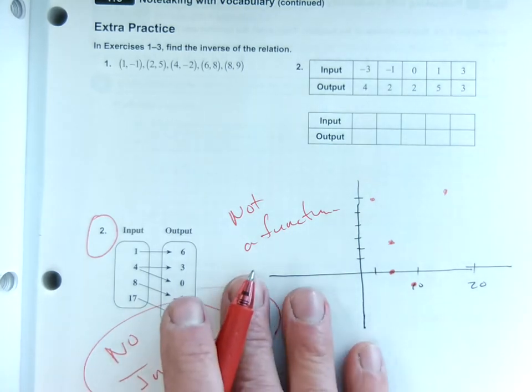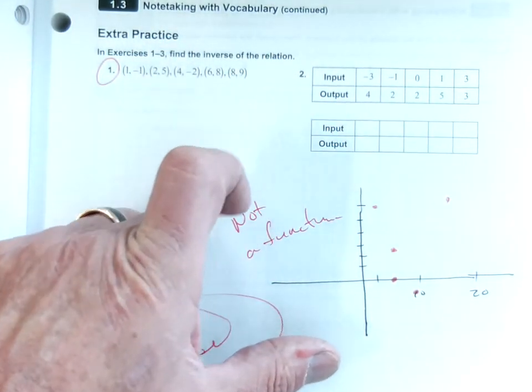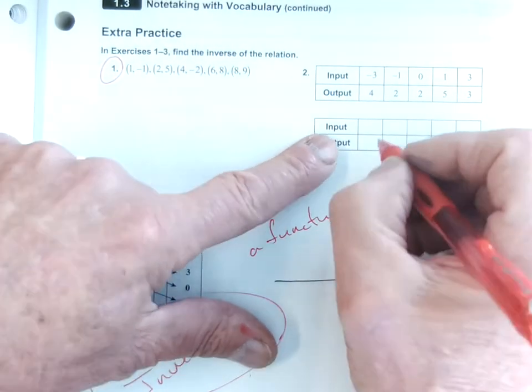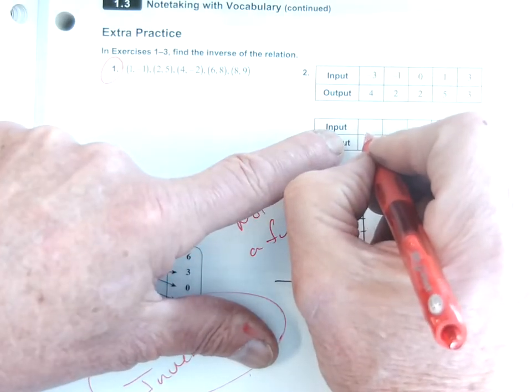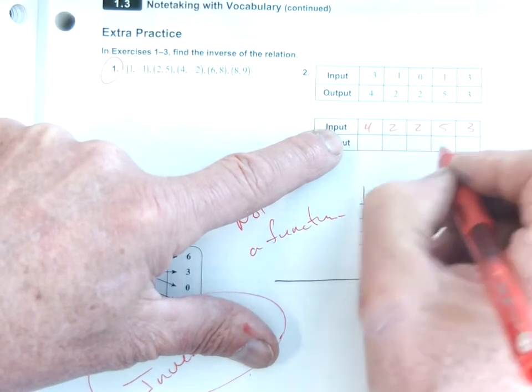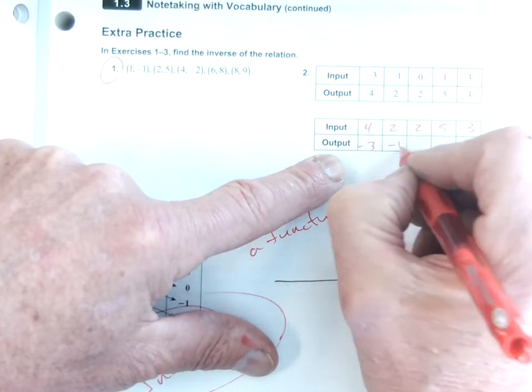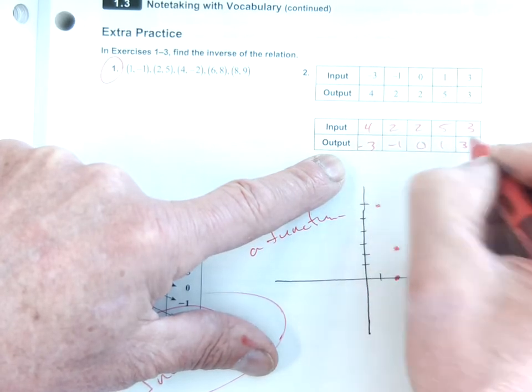Let's look at number 1. Okay, so let's see. Switch them around. I'll go 4, 2, 2, 5, and 3. I'm going to go -3, -1, 0, 1, 3. Okay.